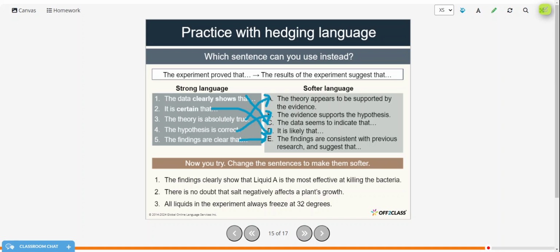All liquids in the experiment always freeze at 32 degrees. Okay, you could say the evidence supports the hypothesis that liquids freeze at 32 degrees.